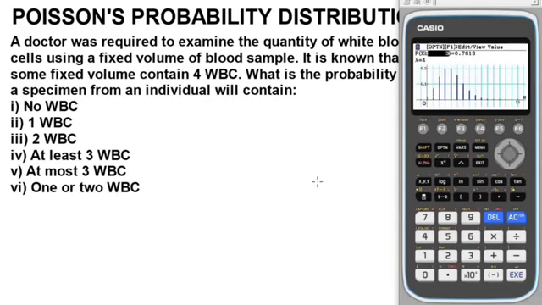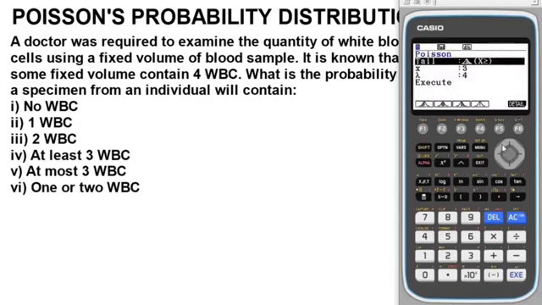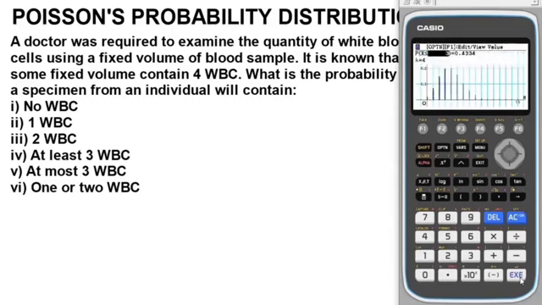Now, the probability that a specimen from an individual will contain at most 3 white blood cells. What you have to do is press exit. This time around, the 3 is the same. So what you have to do now is change this sign to less than or equal to. For at most, you work with less than or equal to, or for at least you work with greater than or equal to. Since you want to get at most, change it to less than or equal to, press F1 for it, and press execute. So what's the answer? We have it to be 0.4334. It's as simple as that, guys.